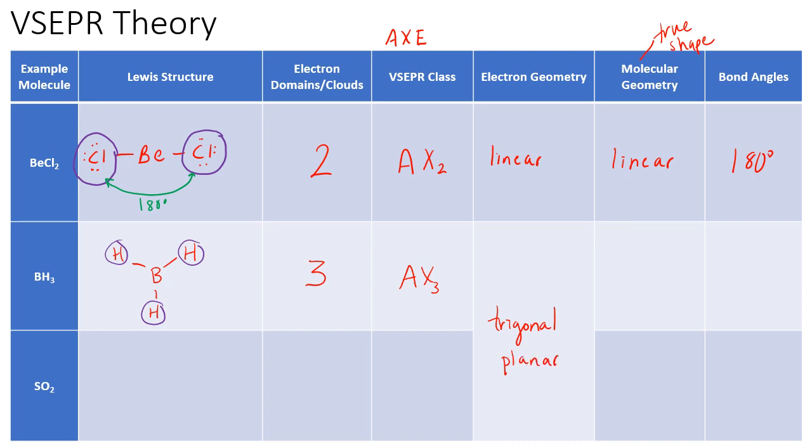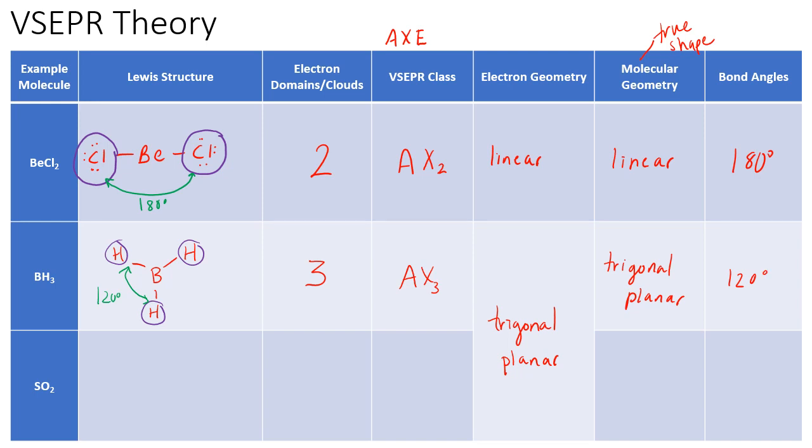And for the first one in every given family, where they all have the same number of electron domains, the molecular geometry will be the exact same as the electron geometry. So the actual shape of BH3 is also called trigonal planar. The bond angles between boron and 2 hydrogens are 120 degrees apart for a trigonal planar molecule. So 120 degrees for our bond angles.